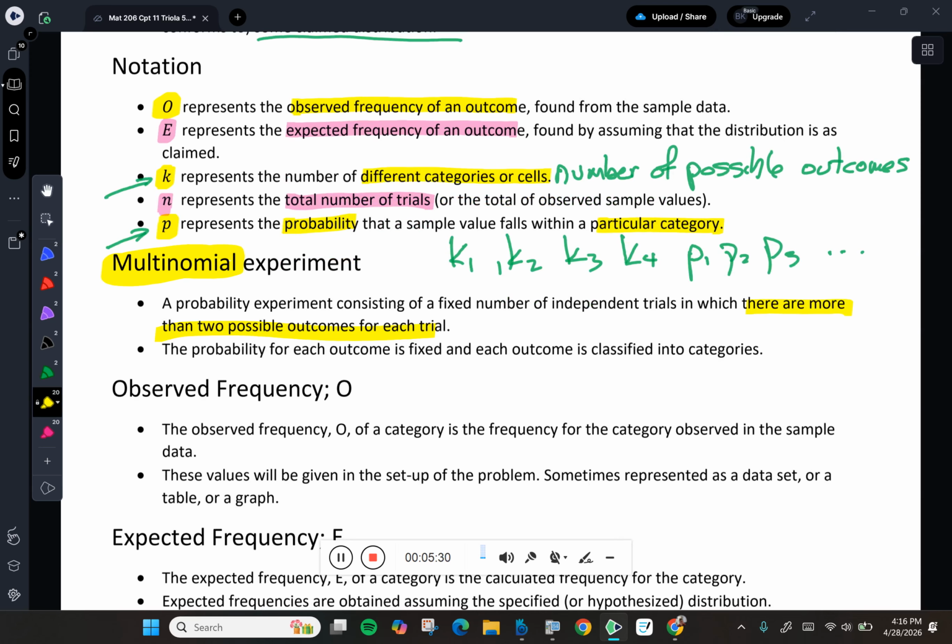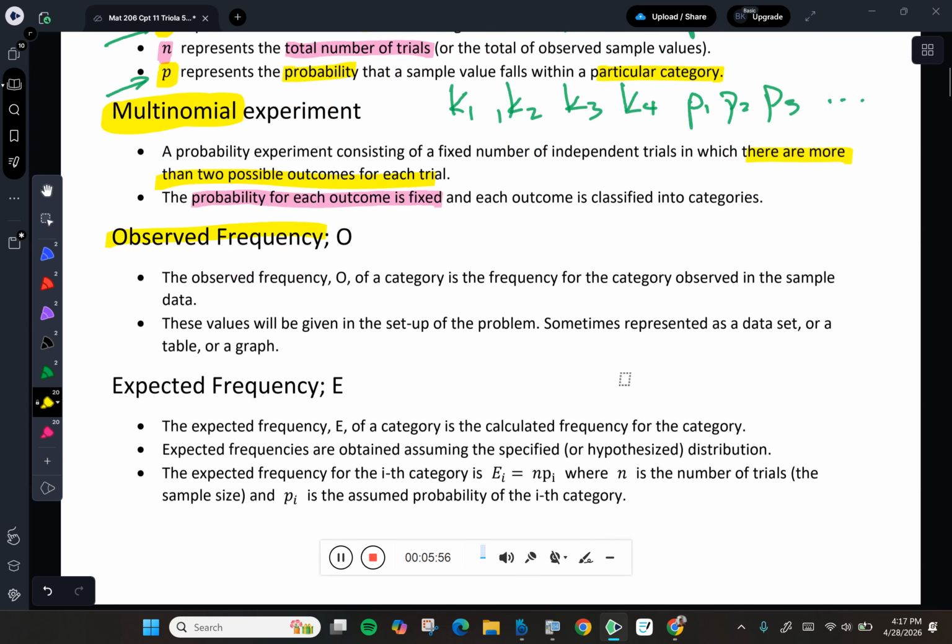Okay? The requirement is, though, that the probability for each outcome is fixed. That is, the probability for outcome 1 is a fixed value. Probability for outcome 2 is a fixed value. Just like with binomials, the probabilities don't change no matter whether you're doing the first run of the experiment or the second or the third. Right?